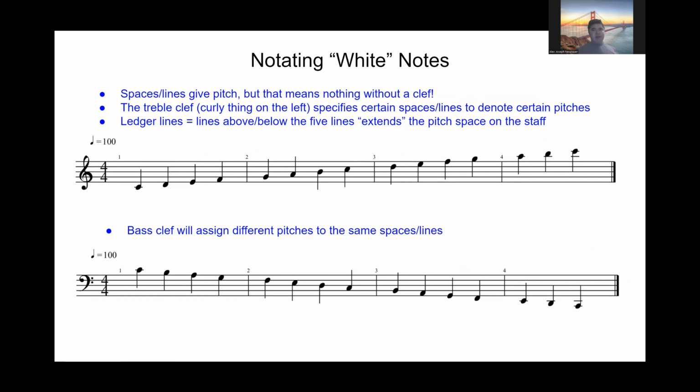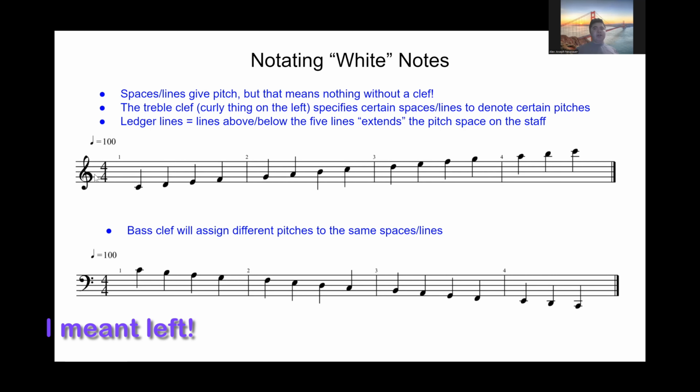So how do we notate these notes on the staff? Well, as you remember, there are 4 spaces and 5 lines, and each specific space or line denotes a specific pitch. The other thing to keep in mind is that a lot of times extra lines can be added to the staff to expand the range of notes that we can specify. But all of this means nothing without the clef. And the clef is a little symbol on the left-hand side here.